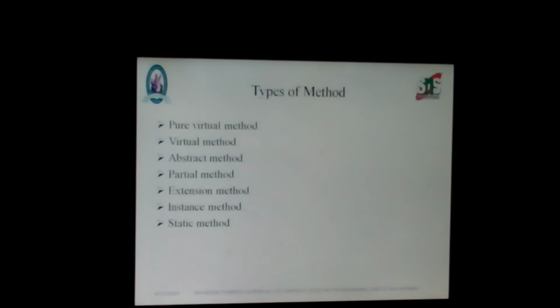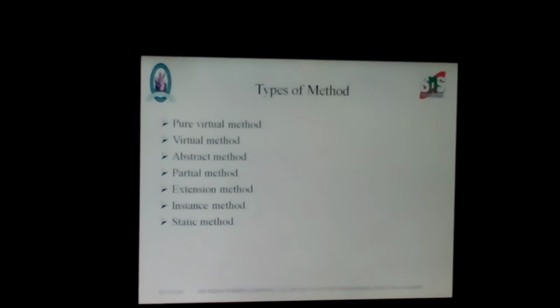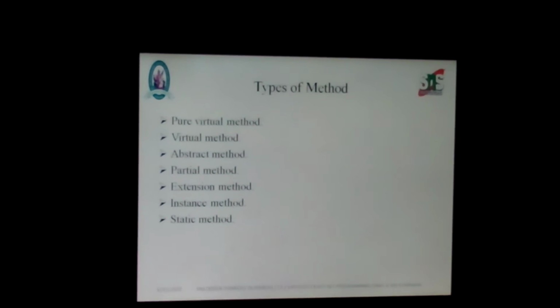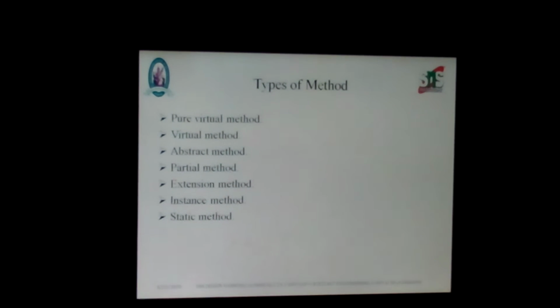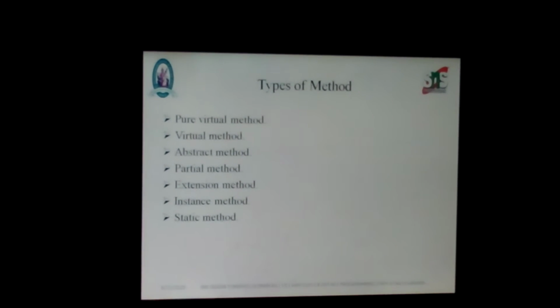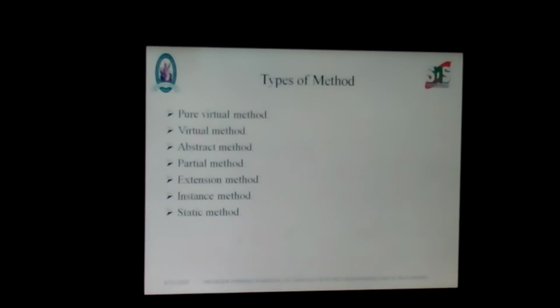Next let us see the types of method. We have many kinds of methods available in C#. Let us see them one by one: pure virtual method, abstract method, partial method, extension method, instance method, and static method.